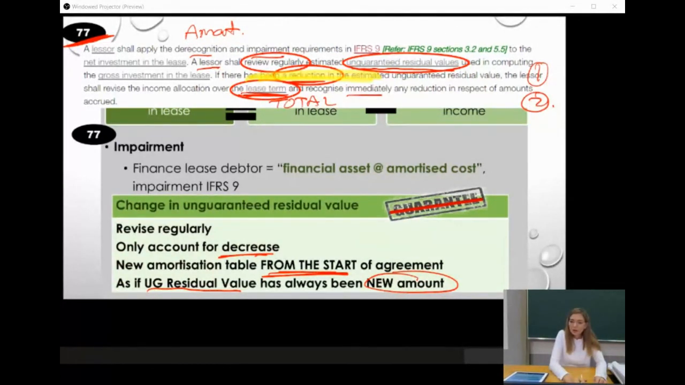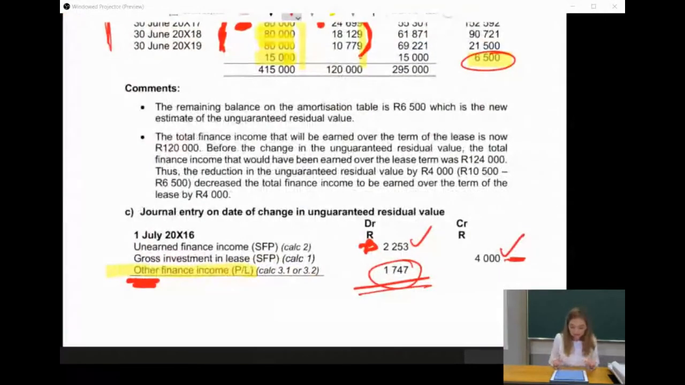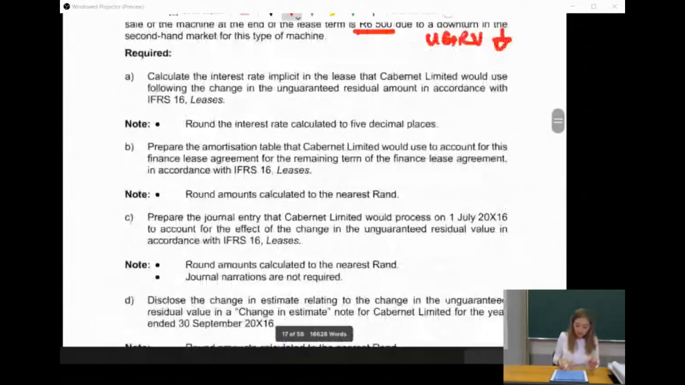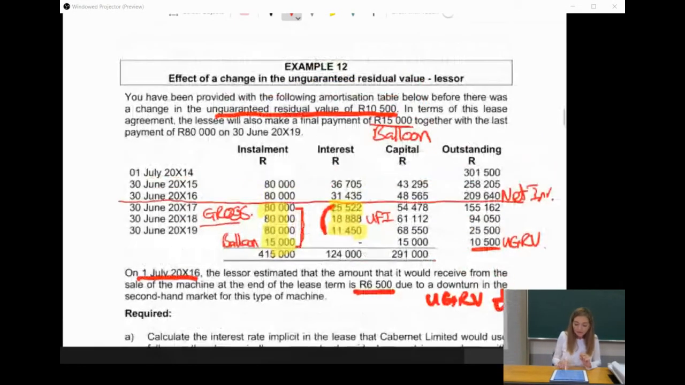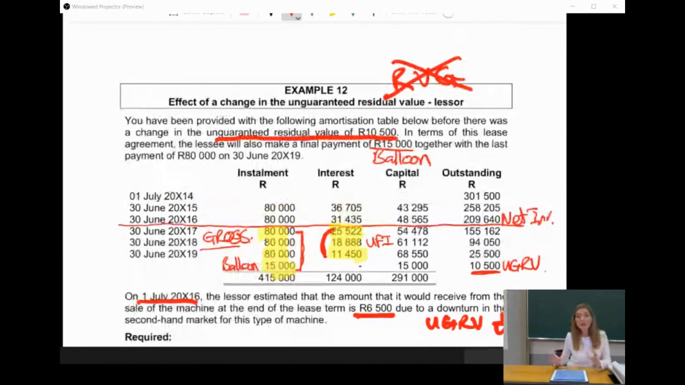Another question here. Why do we now add the unguaranteed residual value in this example, but in the other examples we only used the 15,000 and did not add the 10,500? Okay. The amounts in this example are not the same as for the previous examples. Remember, in this example they told us that now the 15,000 is a balloon payment, and the full 10,500 is an unguaranteed residual value. So for example 12, there is no residual value guarantee. The amounts are the same, but what those amounts represent is different.